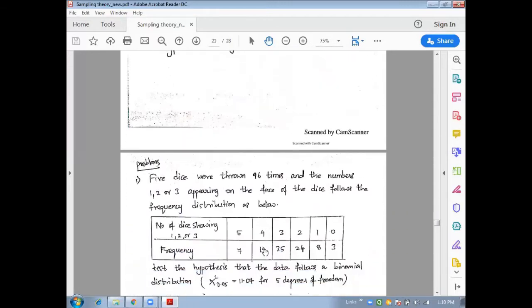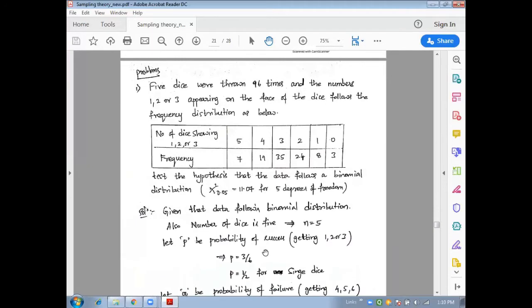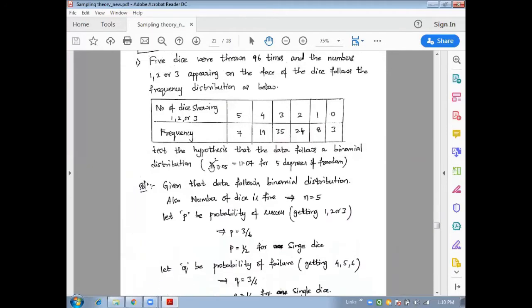So the first example we'll consider is how to apply the chi-square for a given example. The example is: 5 dice were thrown 96 times, and the numbers 1, 2 or 3 appearing on the face of the dice follow a frequency distribution as below. The number of dice showing 1, 2, 3 is 5, 4, 3, 2, 1, 0, and the corresponding frequencies are 7, 19, 35, 24, 8 and 3. Test the hypothesis that the data follows a binomial distribution.